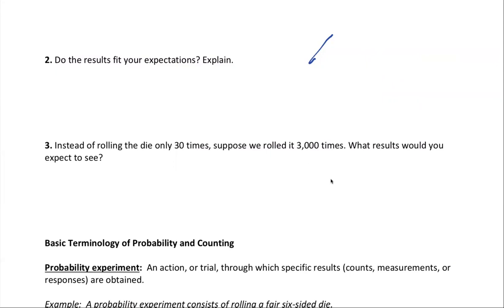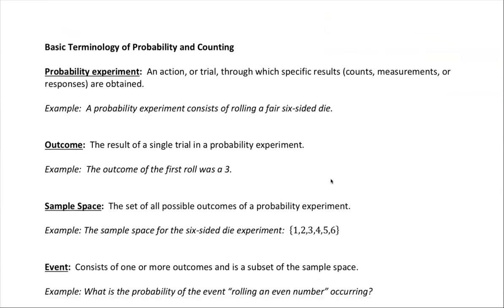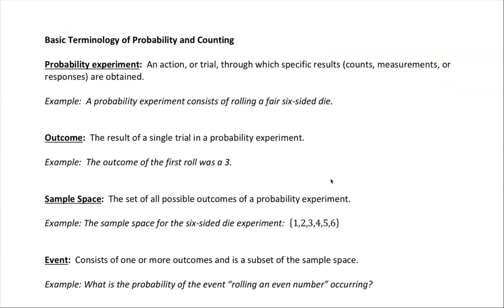Okay. And then we'll get into some basic terminology. So let me just go through some of this real quick. We're looking at probability experiments. So that will be, this is an example of it, an action or a trial through which specific results are obtained, right? So I put an example there in italics. The experiment that we just did consists of rolling a fair 6-sided die, okay?